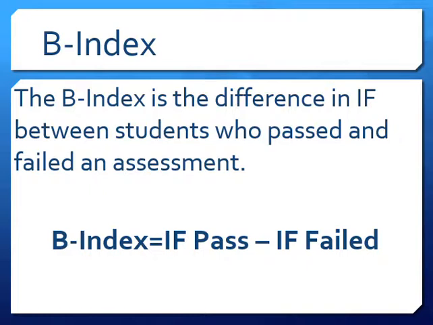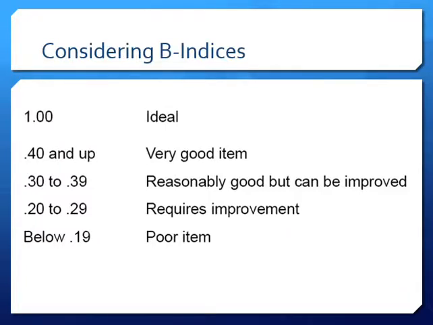So when we see item facility passed, those are the students who passed. Item facility failed, those are students who failed the assessment. And this should give us a clear indication of how many are passing and not passing. The range of B indexes is between -1 and +1. The closer we get to 1, the better. So that's ideal. But if we can get 0.40 and up, that's pretty good. Basically what this is telling us is whether the students are learning anything.